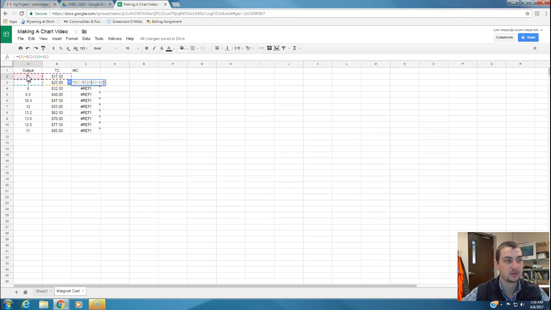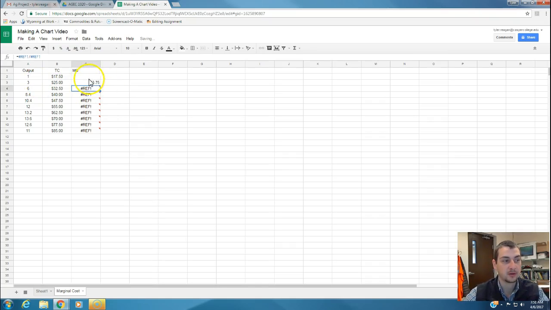Now make sure that you pay attention to these parentheses. If you don't put these parentheses in the right place, it starts throwing everything off. Because of the order of operations, you need these parentheses in here. So what we essentially did is this formula says we're going to find the change in total cost first, divided by the change in total output.